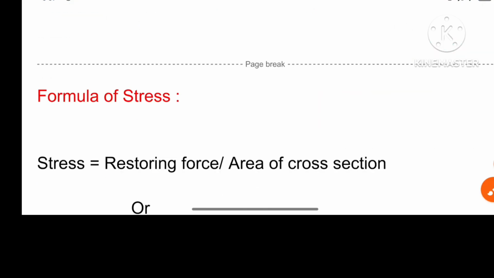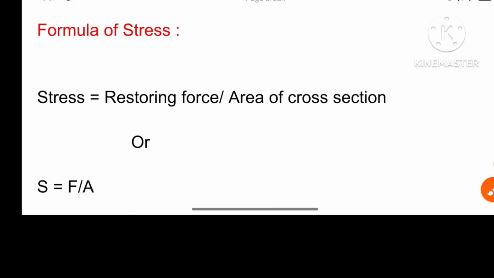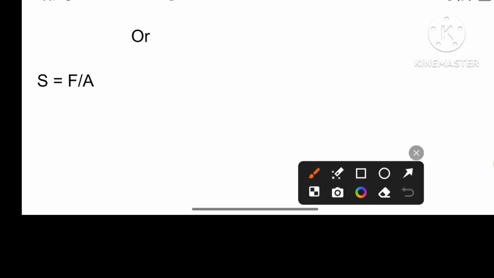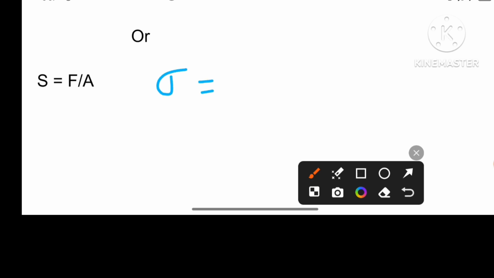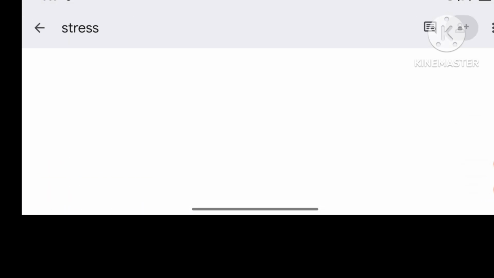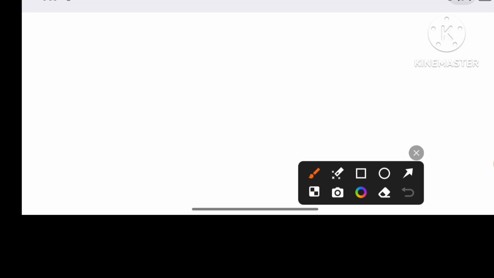The formula of stress equals restoring force upon area of cross section, and stress को हम S equals to F upon A भी लिख सकते हैं. And in most of the books, the stress is written as eta in this way: eta equals force upon area. Okay, then we are going to find out the dimensional formula of stress as well.